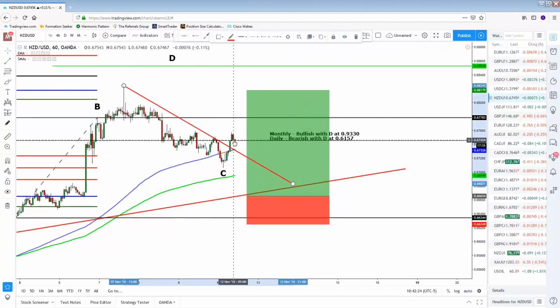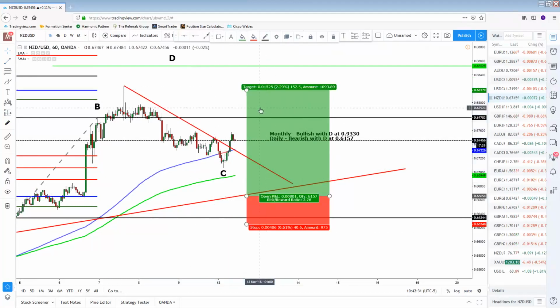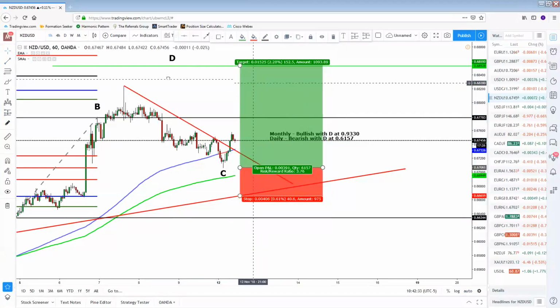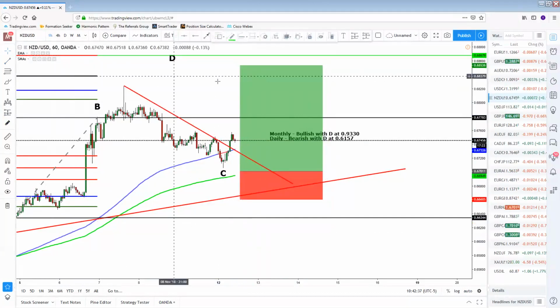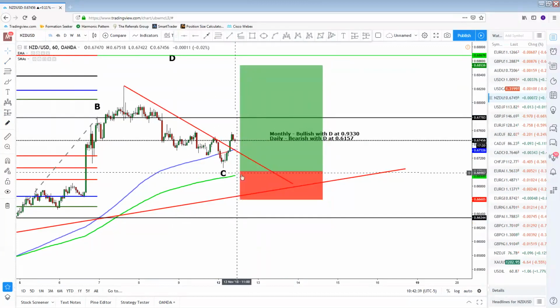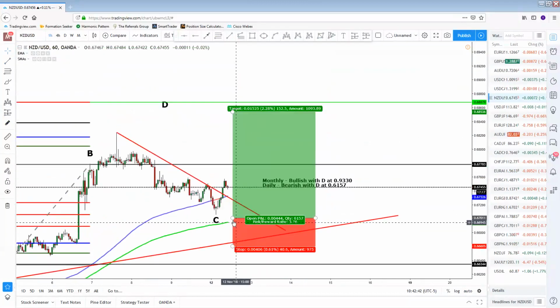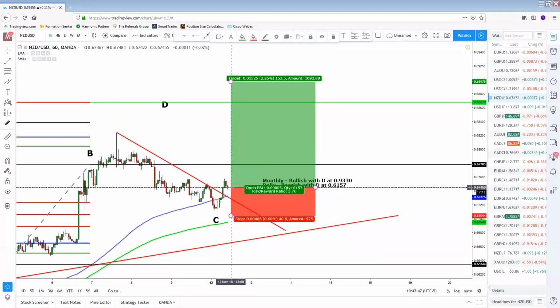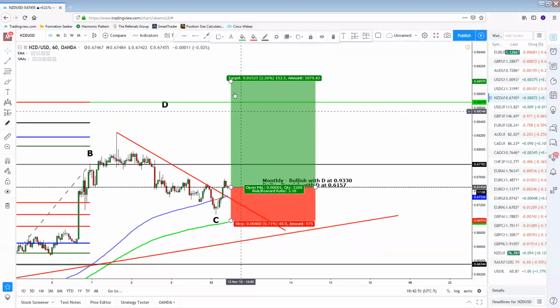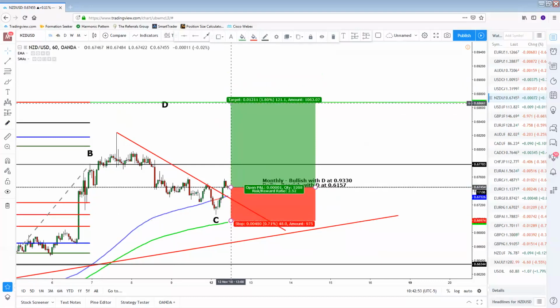You can buy here, set your stop loss below this low, or set your stop loss below the A, and then have your profit target all the way up here. If you did that, it's actually right at the level where you would have gotten in. Set your stop loss below that, and then you're still 2.5 to 1.